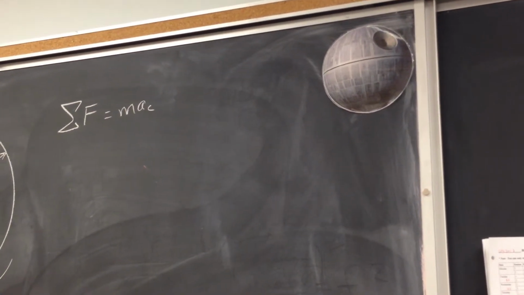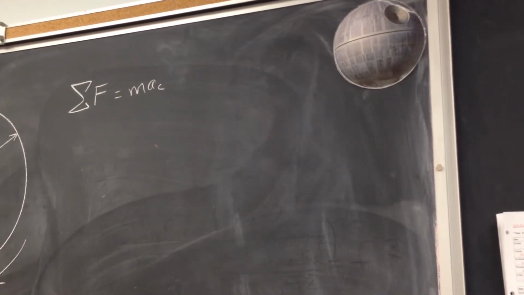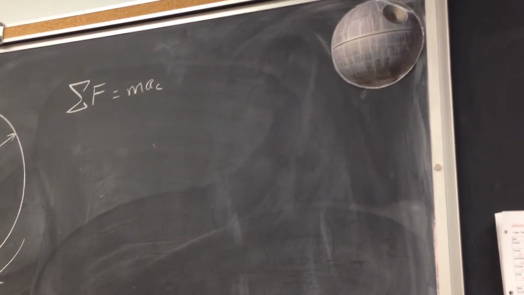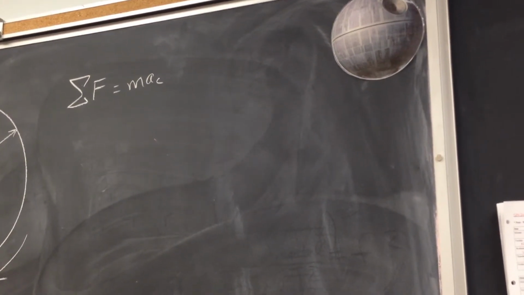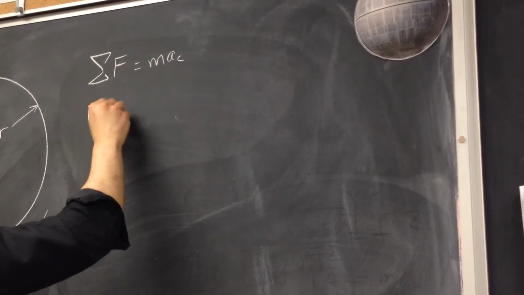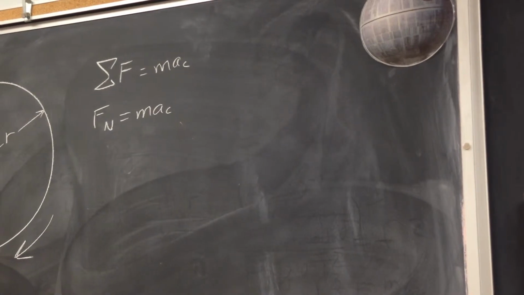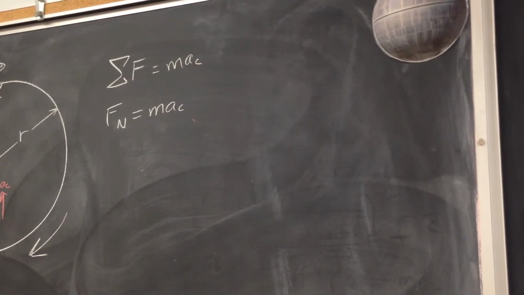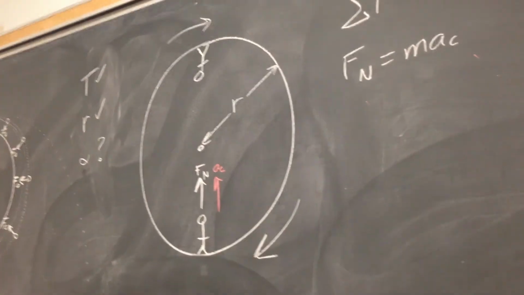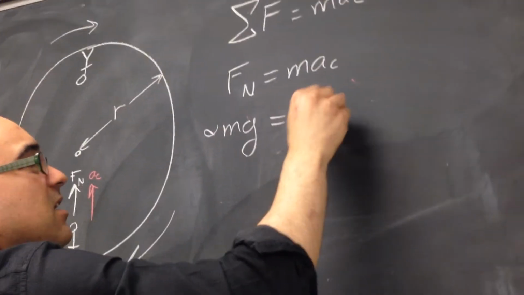What's the centripetal force in this case? Just tell me what the force is. Normal force. So normal force equals m a_c. All right. So now we want to get this expression for alpha. We want to get alpha into our equation, right? So how are we going to do that? Yes, that's exactly right. Just introduce a variable for alpha.